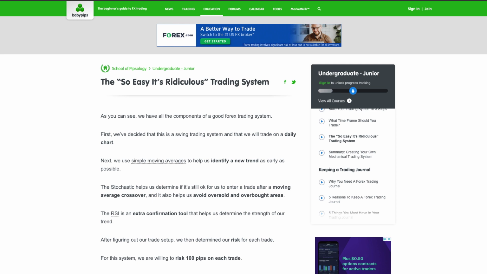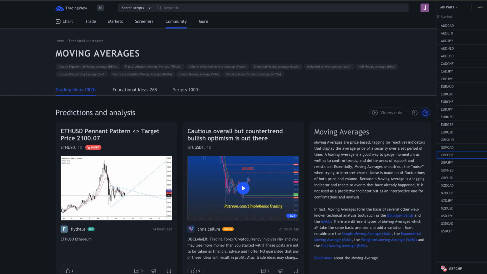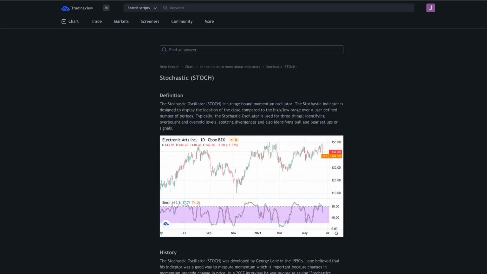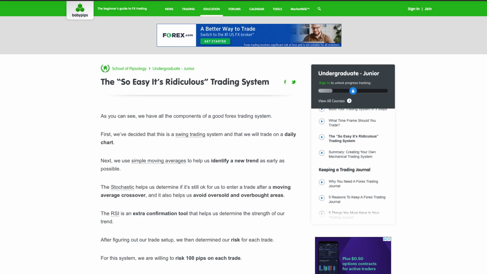This is the webpage on BabyPips where the system is located. The indicators they use are 2 moving averages, the relative strength index, otherwise known as RSI, and the standard stochastic. They suggest you trade this system on the daily chart. So this could be a wonderful system for a person who can only look at the chart once per day.